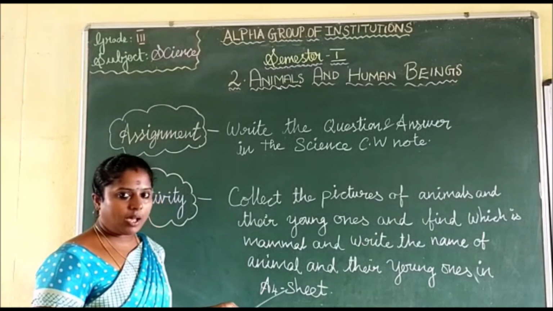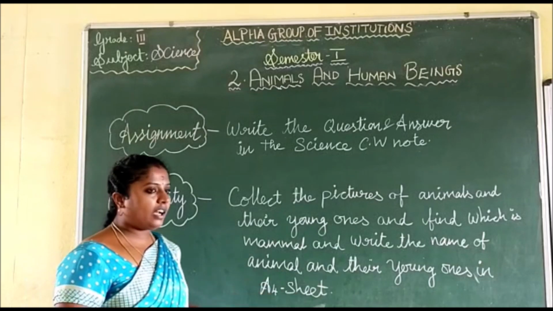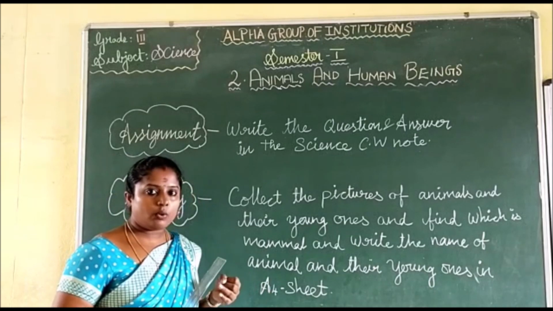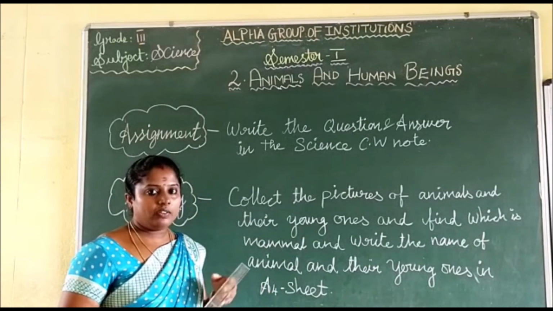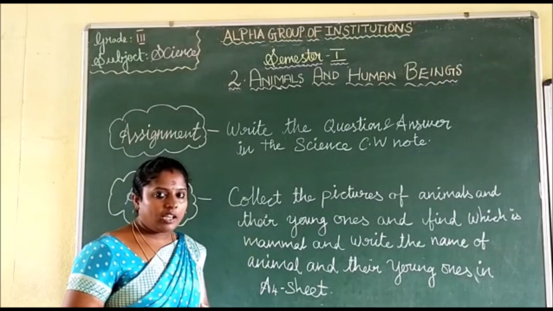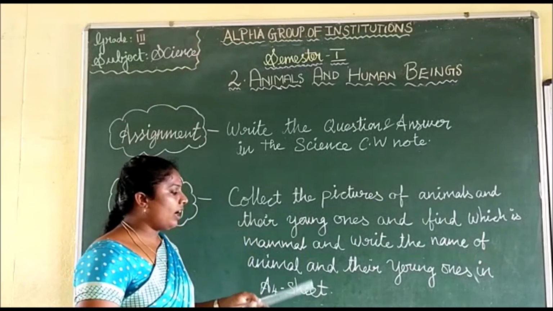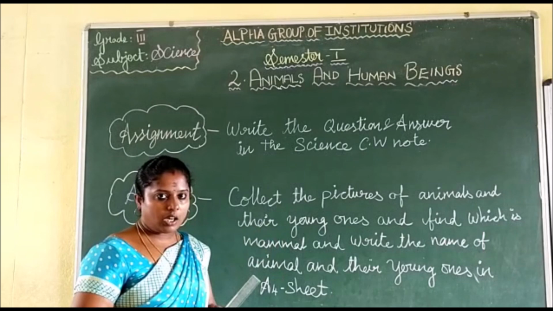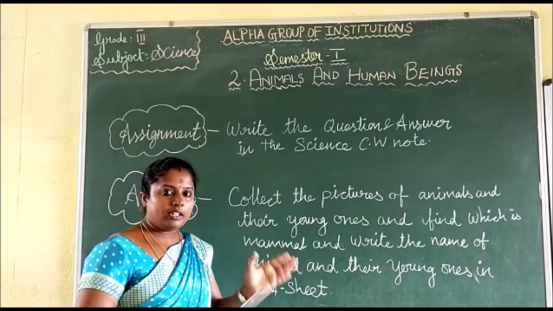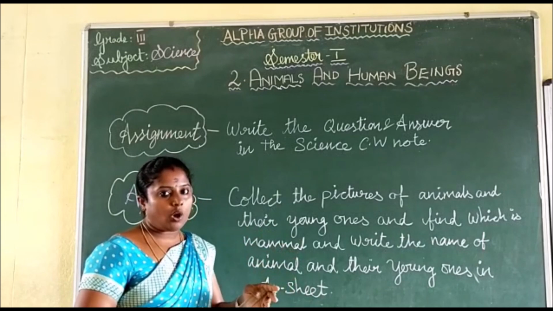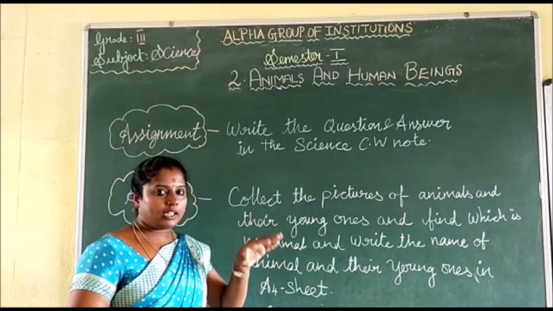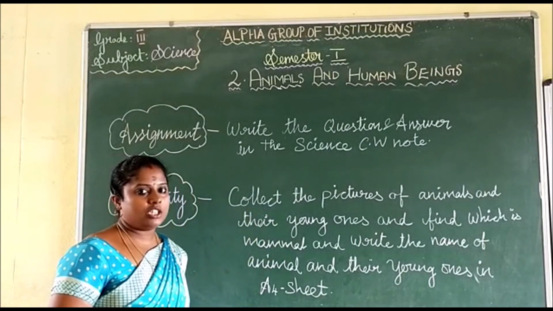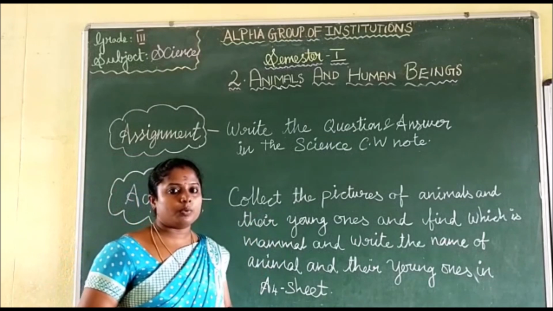You have to mention if it is a mammal, and then write the name of the animal and the name of the young one, as in the examples I have given in the activity. For example, if you take a cow, it is a mammal, and the name of the young one is calf. Like that you have to collect the pictures, paste them and write, and do it on an A4 sheet. Submit it in the WhatsApp group, children.